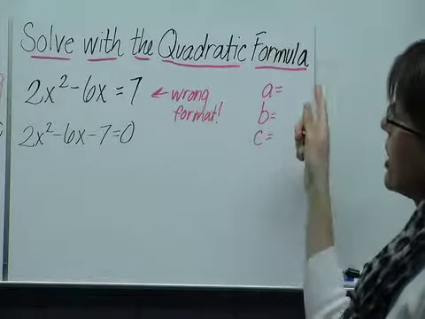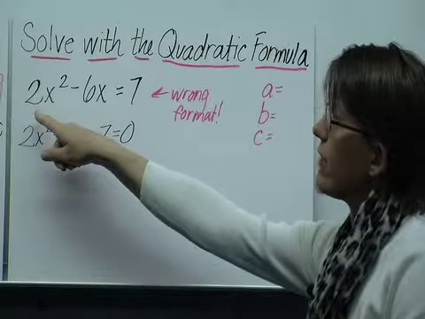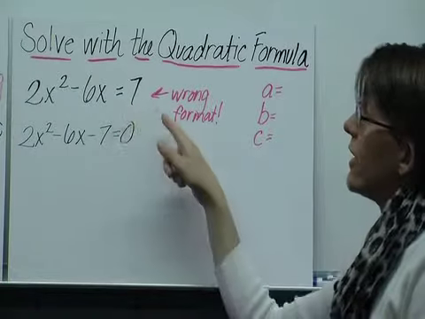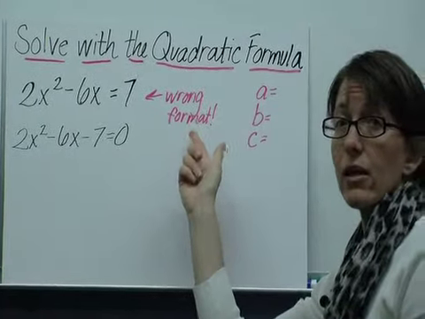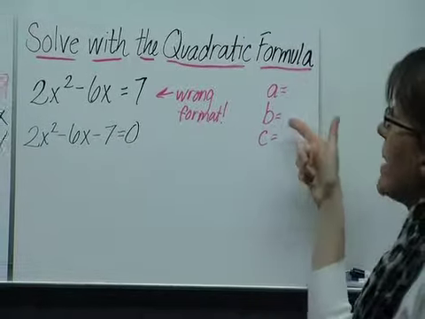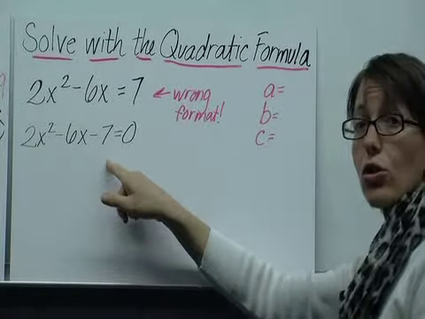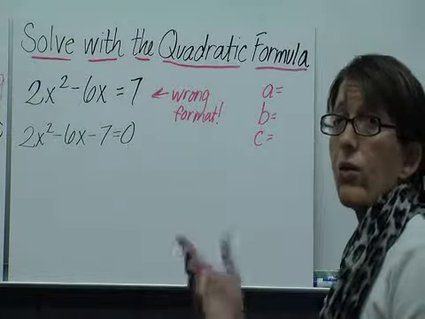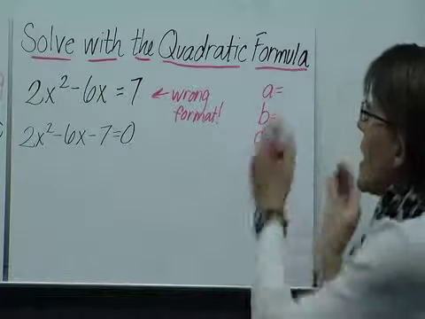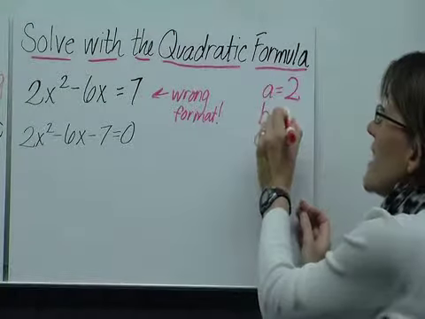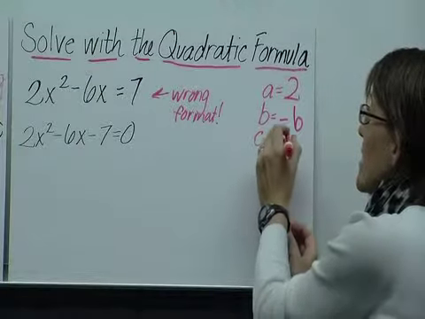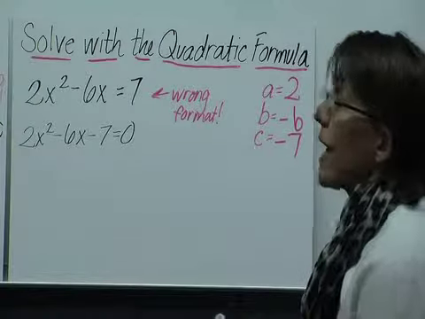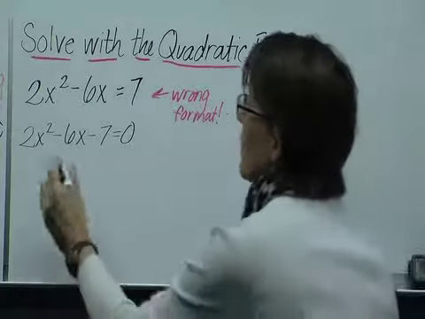All right, so we're going to solve this with the quadratic formula. Now you'll notice I've given my first equation, 2x squared minus 6x equals 7. And I've noticed this is in the wrong format. Don't identify A, B, and C until you've changed this to the correct format where everything is equal to 0. Once I've done that, I can identify A is 2, B is negative 6, and C is negative 7. So we're going to go ahead and use the quadratic formula to solve this.